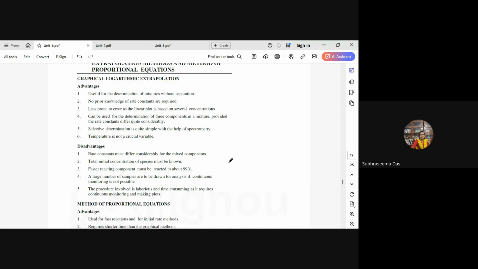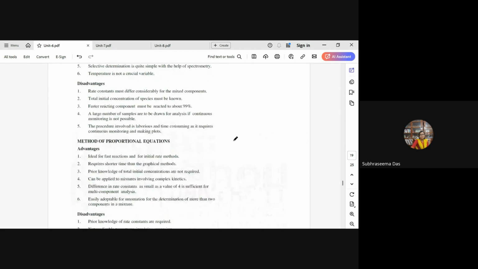However, there are certain disadvantages of graphical logarithmic extrapolation. The rate constants must differ considerably for the mixed components. The total concentration of the species must be known. The faster reacting component must be reacted to almost 99%. A large number of samples need to be drawn for analysis because continuous monitoring is not possible in this case, and the procedure is very laborious and time consuming because it requires constant monitoring and making plots. Hence this process usually has more disadvantages than advantages.